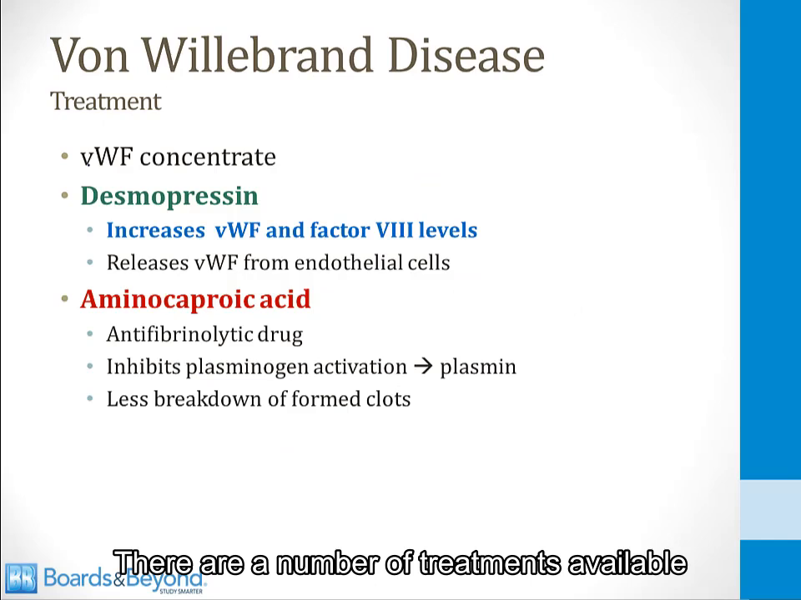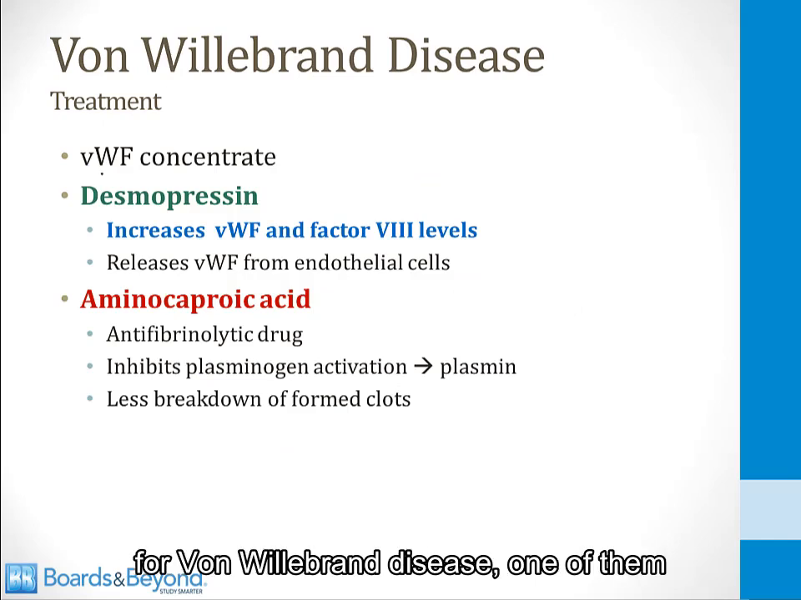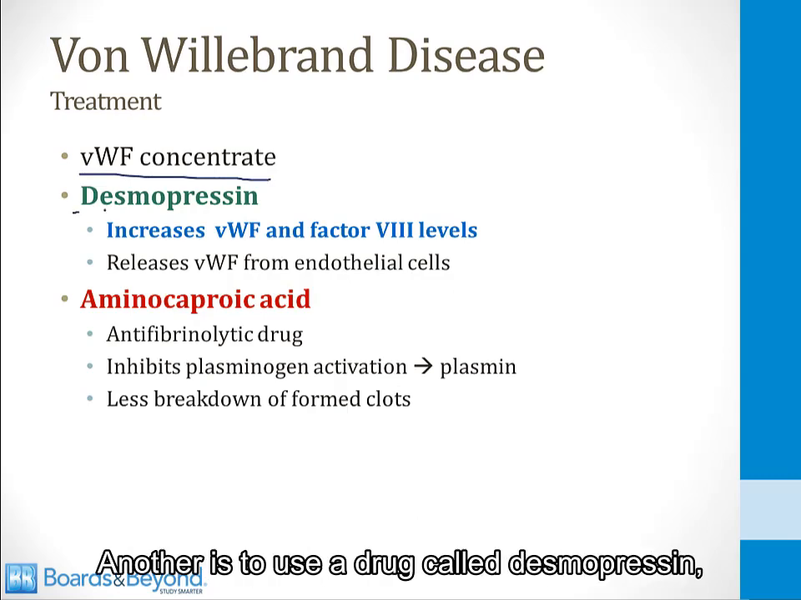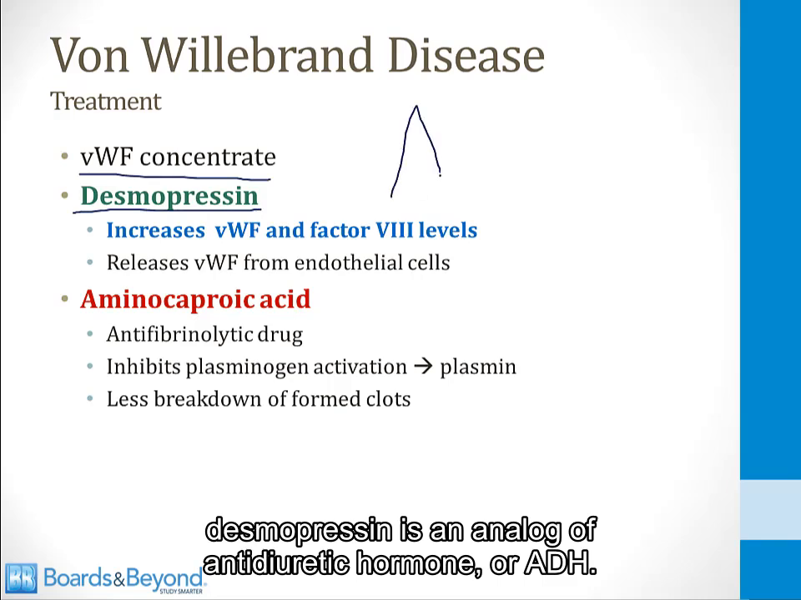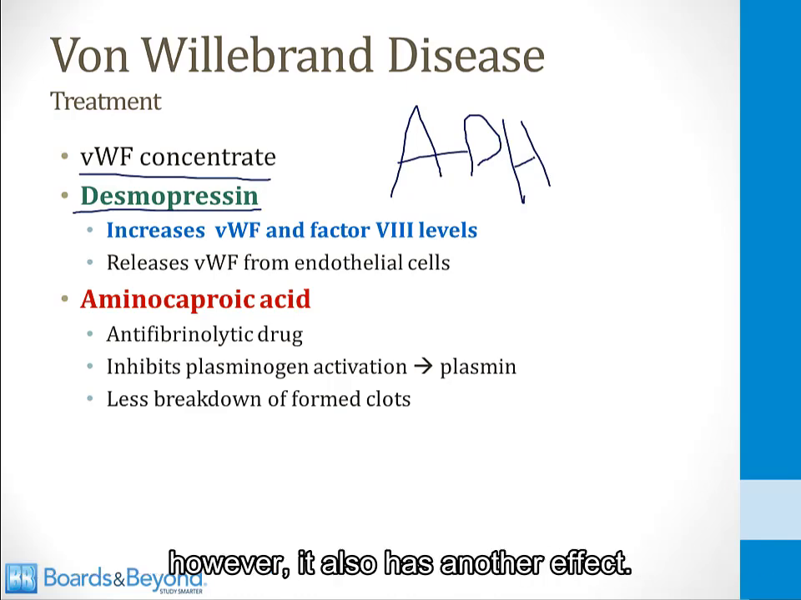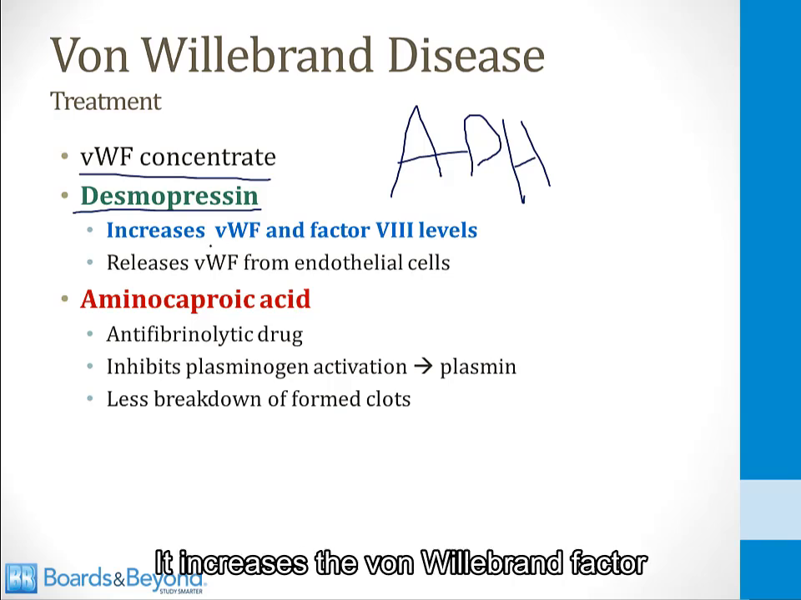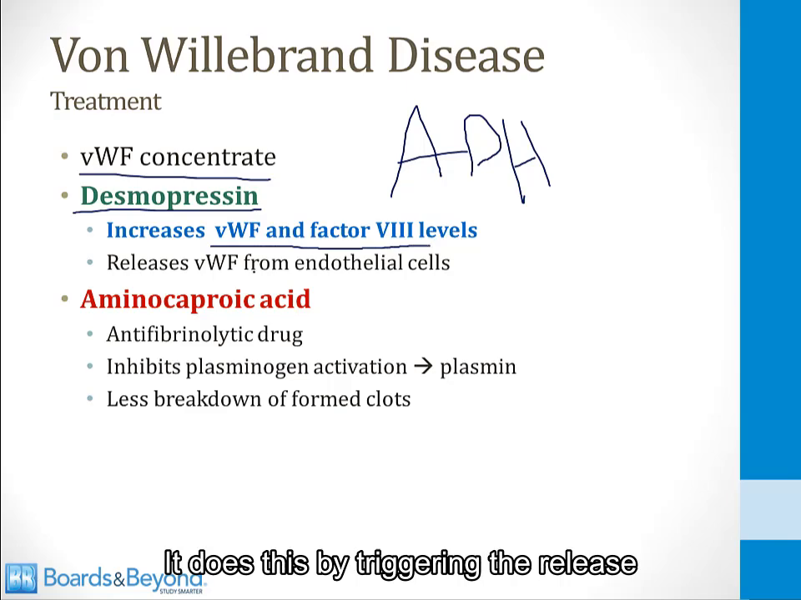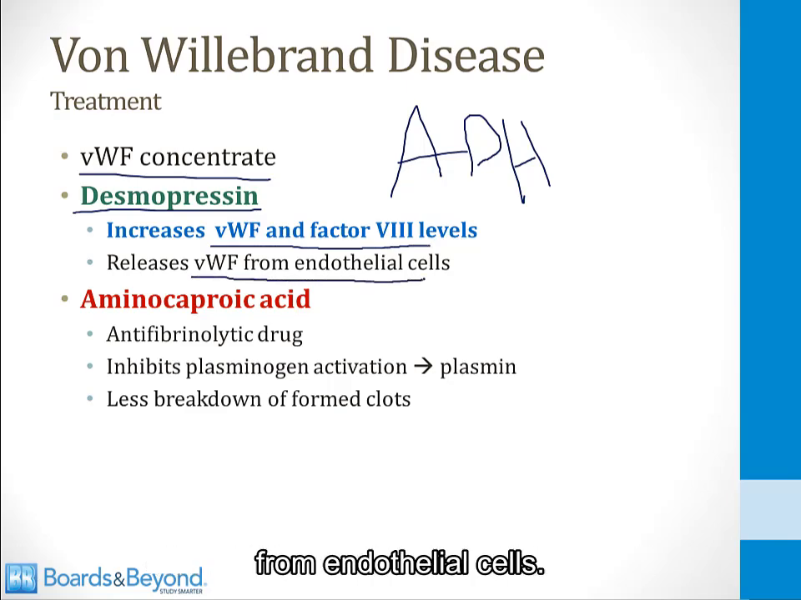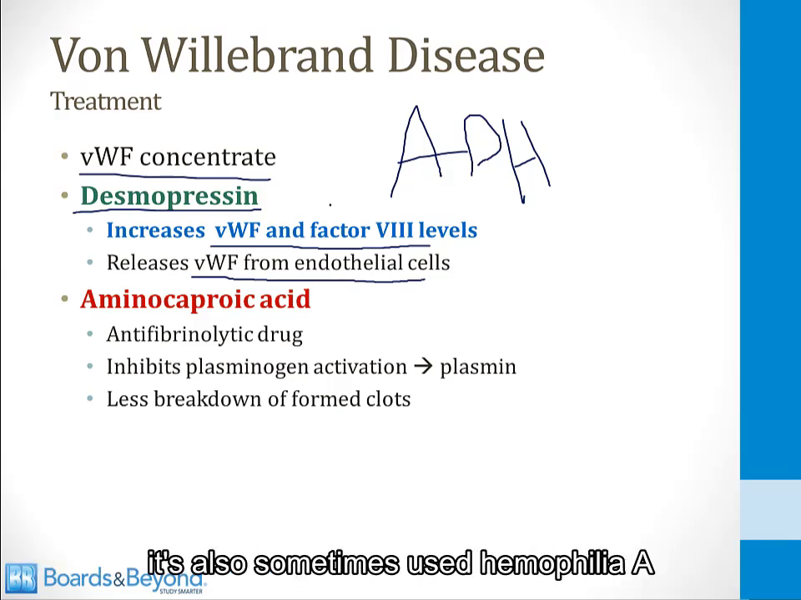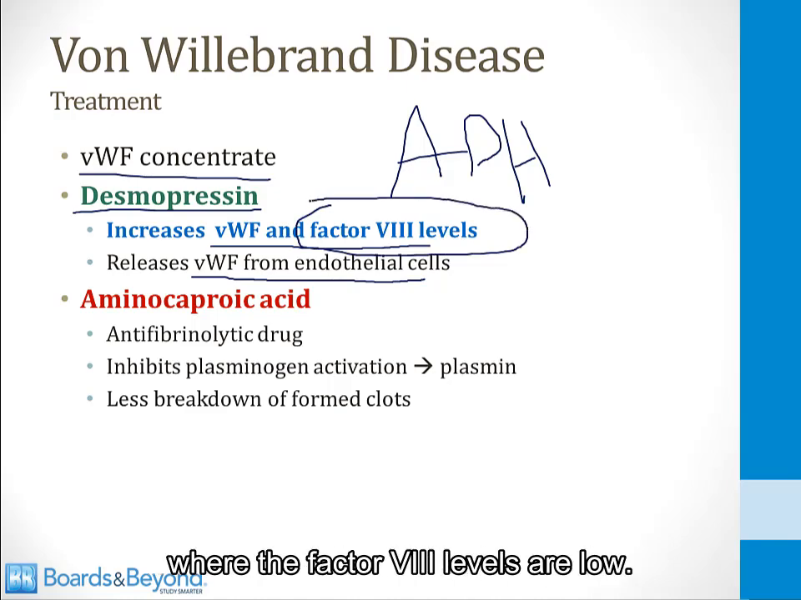There are a number of treatments available for von Willebrand disease. One of them is to simply administer concentrated von Willebrand factor. Another is to use a drug called desmopressin. Desmopressin is an analog of antidiuretic hormone, or ADH. For this reason, it's sometimes used in diabetes insipidus. However, it also has another effect. It increases the von Willebrand factor and factor VIII levels in the plasma. It does this by triggering the release of von Willebrand factor and factor VIII from endothelial cells. For this reason, it's effective in von Willebrand disease. It's also sometimes used in hemophilia A, where the factor VIII levels are low.